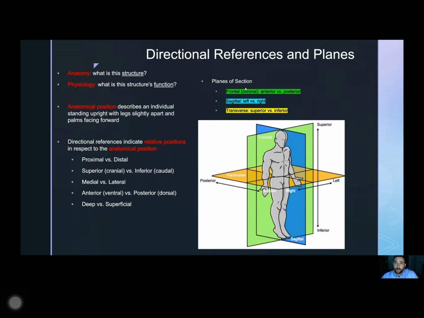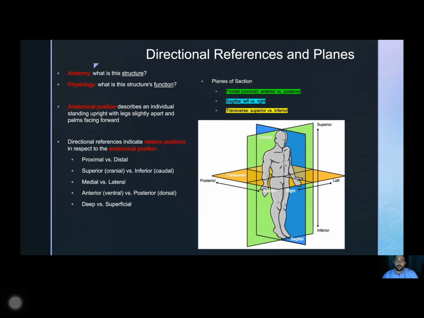Over here on the right-hand side, we have our different planes of section, and this is just a way to divide the body up. So you can see they're all nice and color-coded. So the green cut is the frontal or coronal plane, and that will divide you between your anterior, your front, and posterior, which is your back. Next, we have our sagittal plane, which will split you right down the middle and divide you into left and right. And then transverse planes of section will divide you into your superior and inferior aspects.